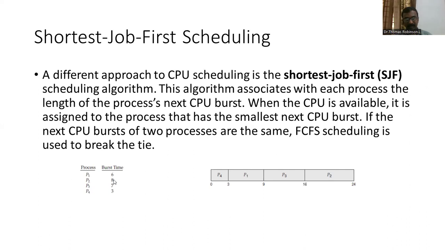Next, after that, the shortest one is P1, with 6 in this list. So the next process executed is P1. So 3 plus 6 equals 9. Then, out of the remaining two, P3 is the shortest one. Its burst time is 7. 9 plus 7 gives 16. And after that, the last one is P2. Its burst time is 8. So 16 plus 8 is 24.